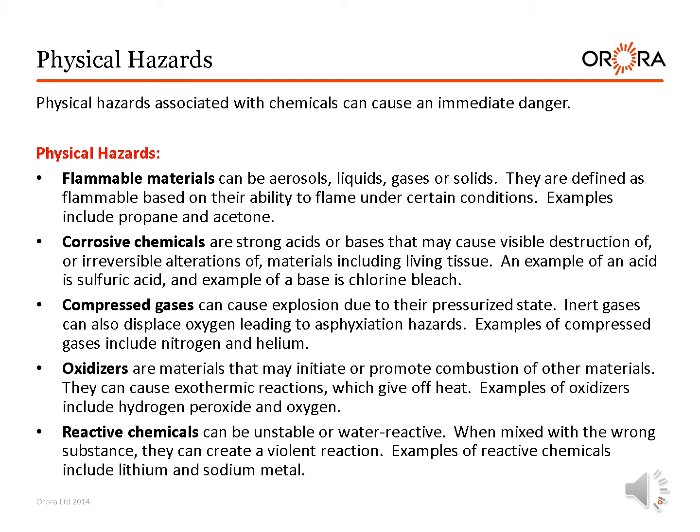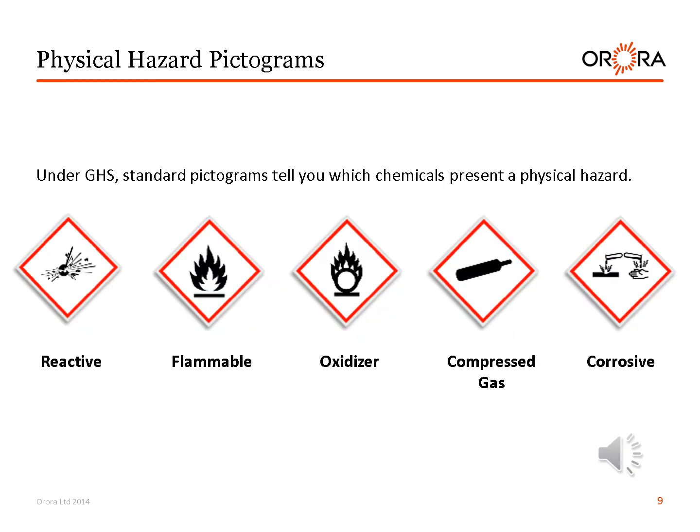Reactive chemicals can be unstable or water reactive. When mixed with the wrong substance, they can create a violent reaction. Examples of reactive chemicals include lithium and sodium metal. Physical hazard pictograms. Under GHS, standard pictograms tell you which chemicals present a physical hazard. Examples: reactive, flammable, oxidizer, compressed gas, corrosive.